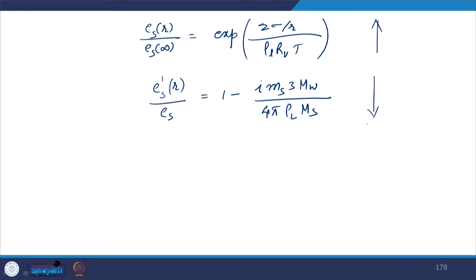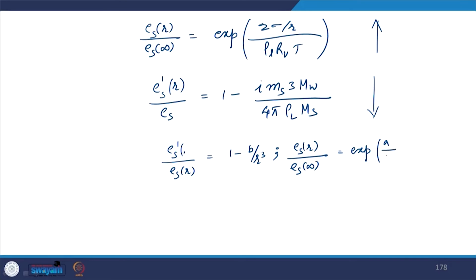Let us try to combine these two equations. Simply speaking, we can write Es prime divided by Es of R as 1 minus B by R cube, and Es of R divided by Es of infinity as exponential of A by R. We have called everything this A. For a very small radius of curvature, we can write exponential of A by R as 1 plus A by R.